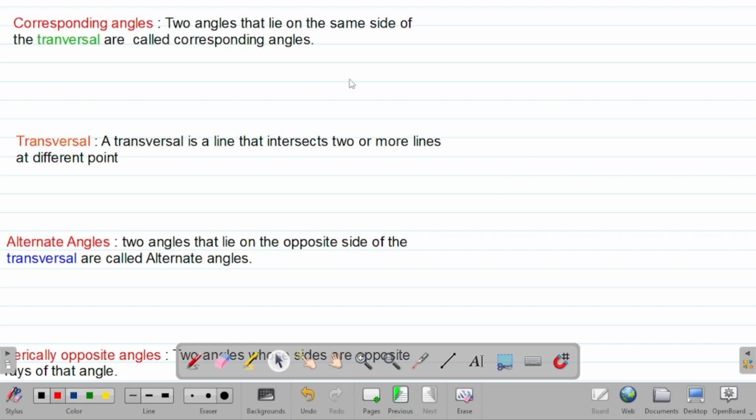In today's video, I want to discuss some angles that are related to transversal and parallel lines. So let's get started. First of all, I want to draw two parallel lines.